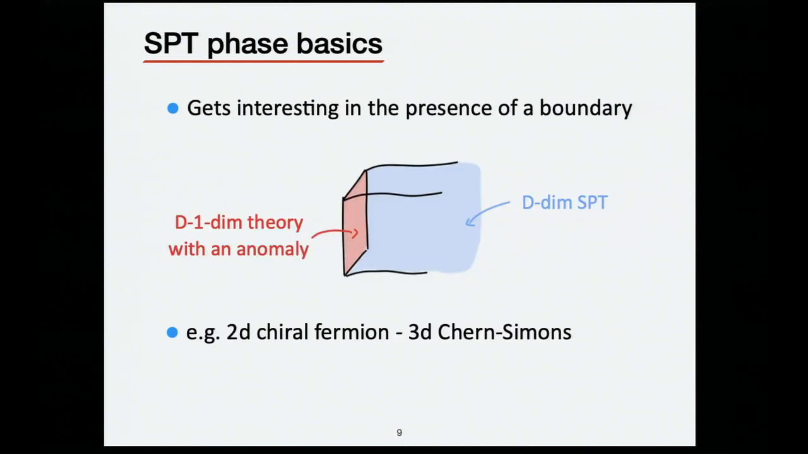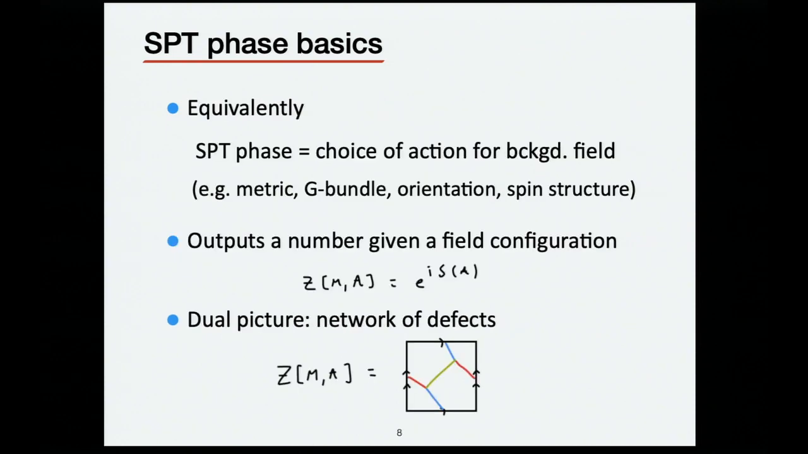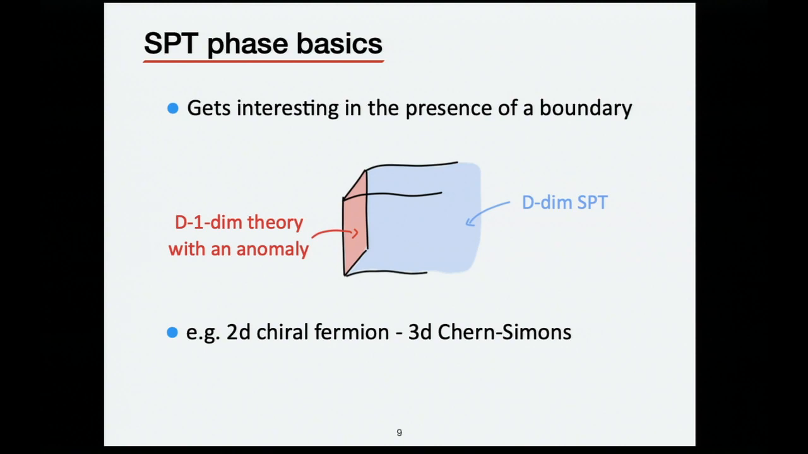So this gets more interesting in the presence of a boundary, as you all know. So what happens when you have a boundary? It seems that without a boundary, on a closed manifold, it's a bit boring because this is just some phase and it seems like there's not much dynamics. But on the boundary, we know that there has to be some theory there that has an anomaly.